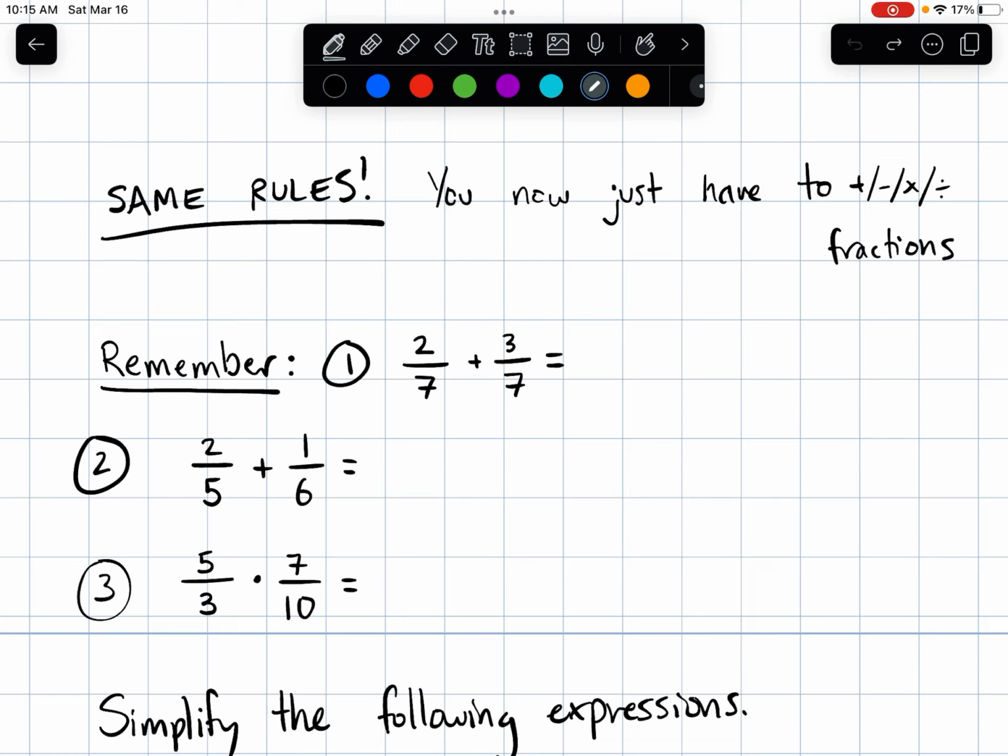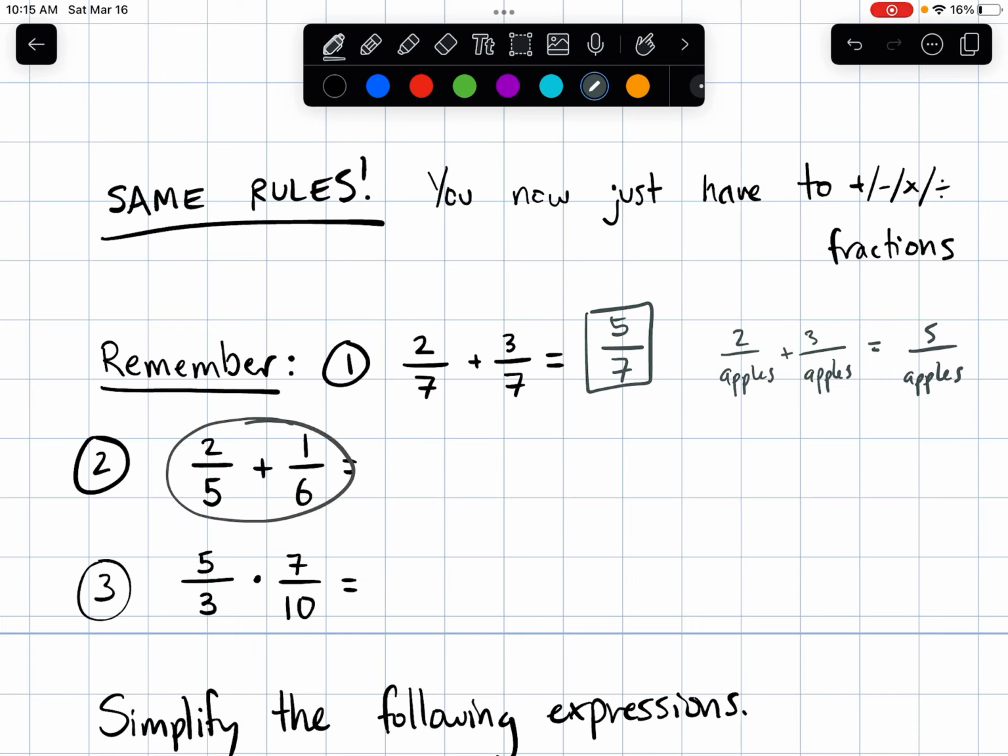Because these are both sevens, what I know is that I can add the numerators together. So 2 plus 3 is 5, and I keep the denominator the same. So we do get 5/7 there. I like to think about this like if I have 2 apples plus 3 apples, I get 5 apples, right? It goes the same way. Fractions are just kind of like your units, okay? So think of it the same way.